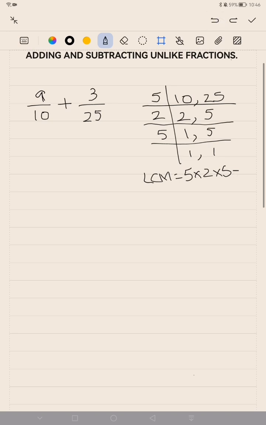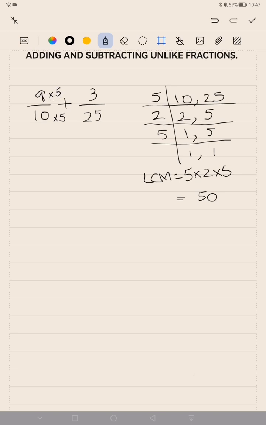That is 50. So I have to make the denominators 50. To change 10 into 50, I have to multiply it with some number to make it 50. 10 times 5 is 50. But in fractions, there is a rule: if you multiply the denominator by a number, you also multiply the numerator by the same number.